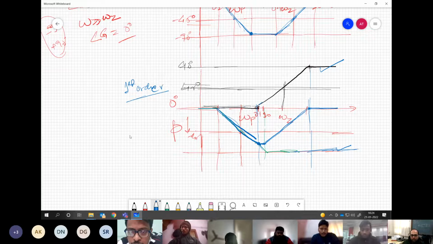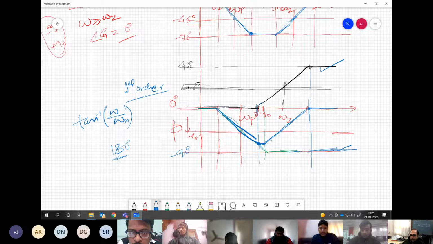If it is second order, then instead of going up to 90°, it will go to 180°. Double slope. The negative slope and the positive slope will be the same, right? Yes, of course. It is tan inverse omega by omega x, nothing else. It will not depend on the values of omega z and omega p.